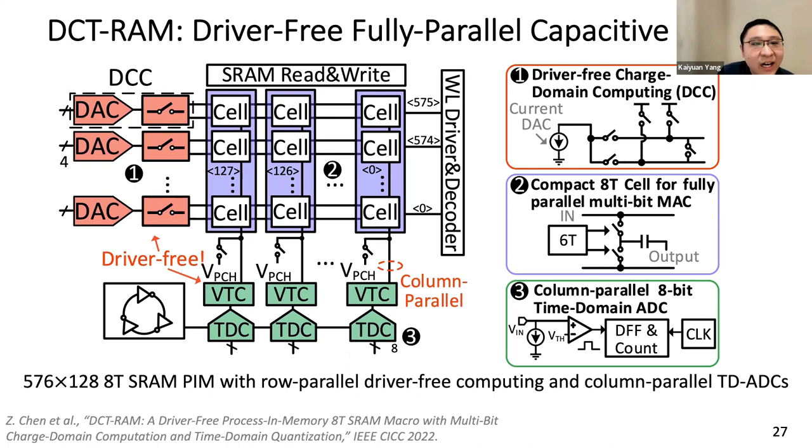To do that, we have to solve the same challenges. And also we need to make even smaller analog to digital converters that fit into every single row. So to do that, we introduce DCT RAM, which is a driver-free, fully parallel capacitive PIM. With this design, we have a driver-free charge computing scheme that solves all the problems associated with the input drivers, output drivers, and also the computing accuracy problems. And then we also have a new time domain analog to digital converter that largely uses digital logic gates that can actually fit into a single column of SRAM cells.